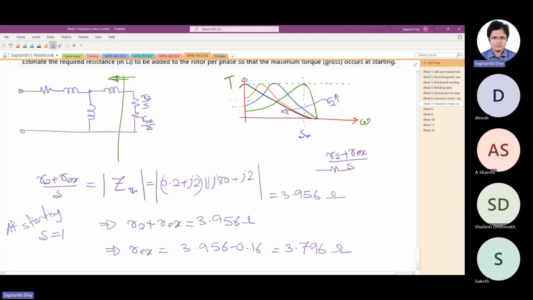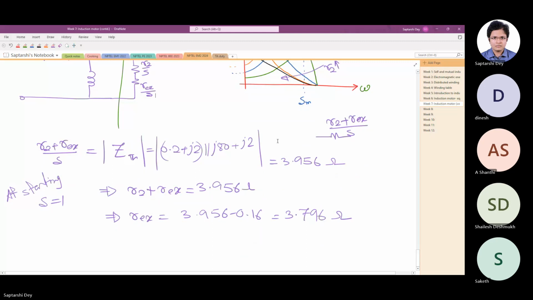And also notice one thing, this resistance adds to the total circuit resistance, so it reduces the current. So it not only increases the starting torque, but also reduces the starting current. So that's all for today.